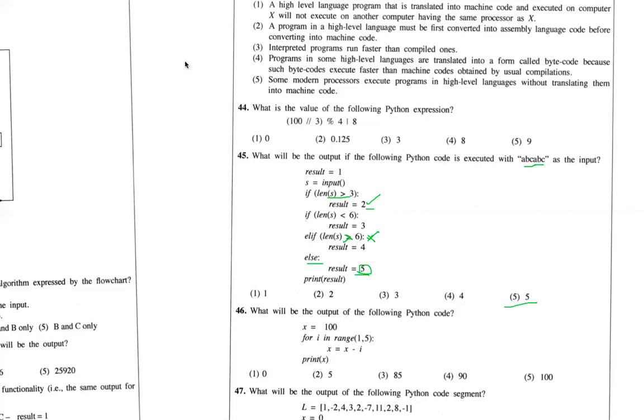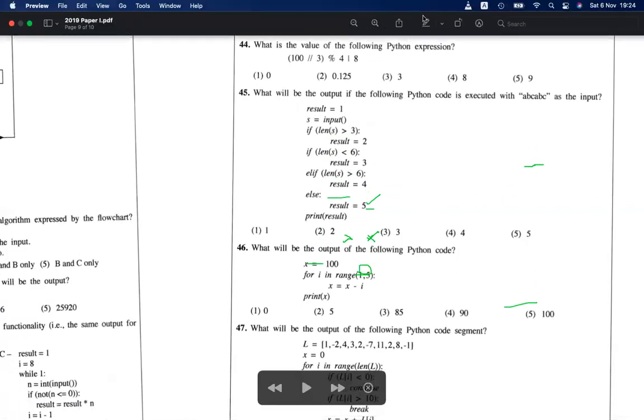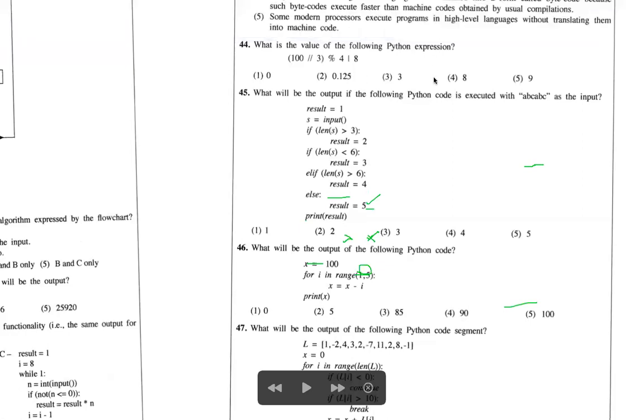46. What will be the output of the following Python code? x is 100, for i in range 1 to 5, x is x minus i. First time you can see x is x minus 1. 100 minus 1 is 99.